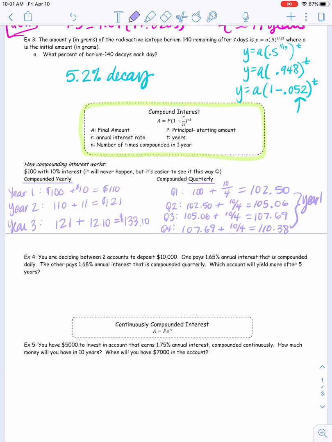4 quarters in that 1 year. So at the end of year one, compounding quarterly, we get $110.38. Whereas if we were just compounding yearly after year one, we only got $110.